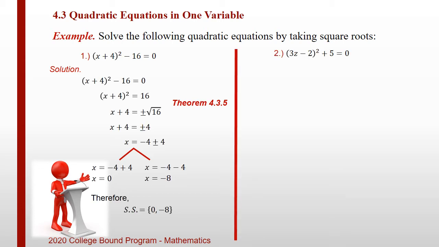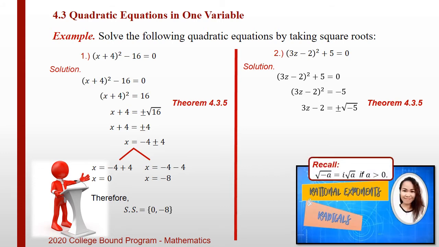Another example, suppose the given is (3z - 2)² + 5 = 0. If we write this as (3z - 2)² = -5, then by Theorem 4.3.5, we have 3z - 2 = ±√(-5).